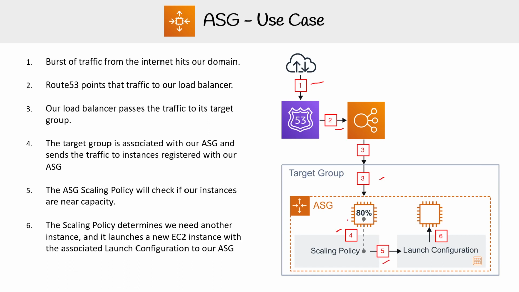And then the scaling policy determines we need another instance, and it launches a new EC2 instance with the associated launch configuration to our ASG. Now, this is scaling policy, so that's one way scaling occurs, but we will make sense of all this as we go through it, okay?